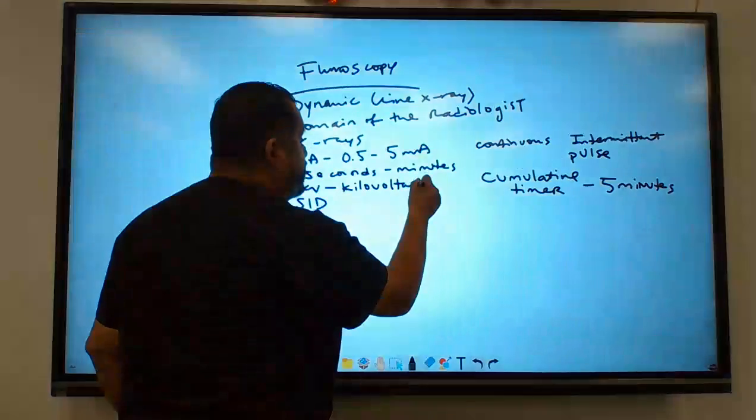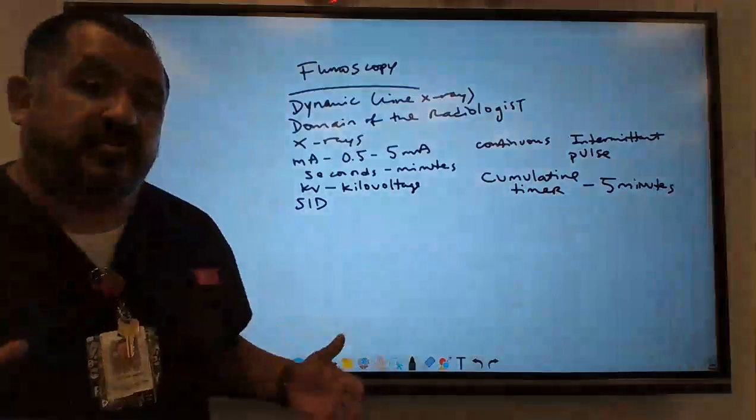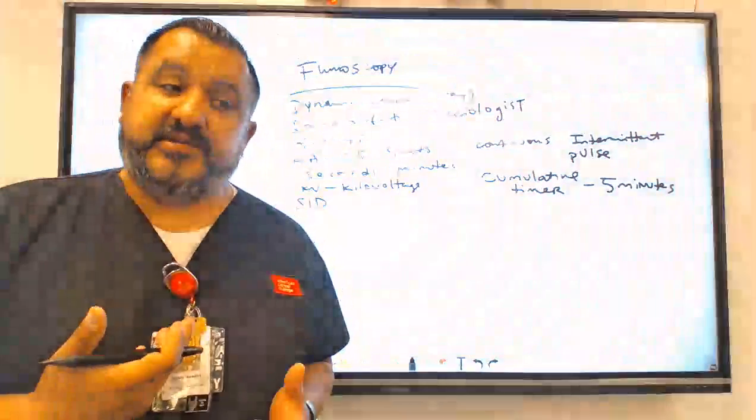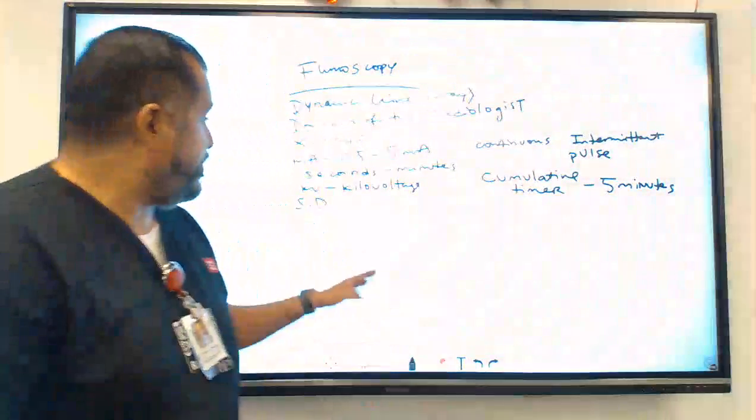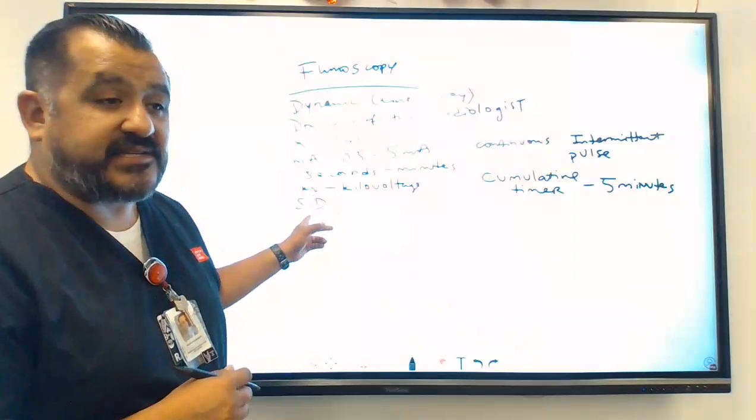So we need kilovoltage because that's what's going to pull the electrons across. Kilovoltage is the force that's going to push the X-rays down through the patient. That's kilovoltage. And then we have SID.